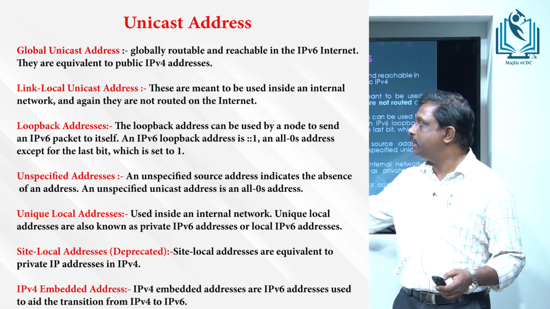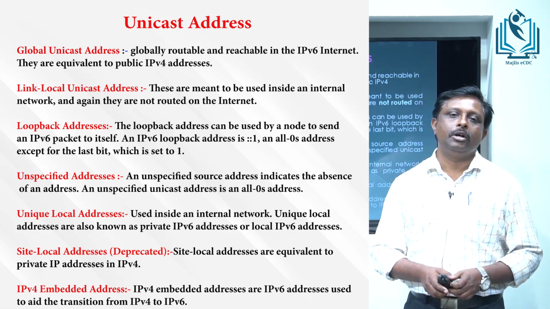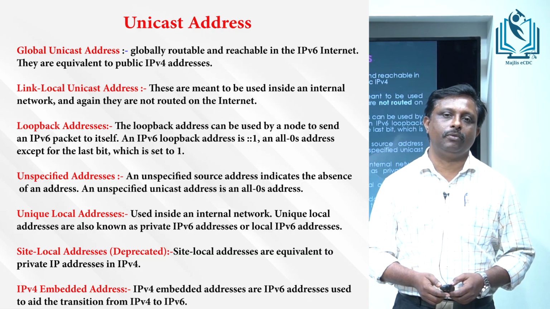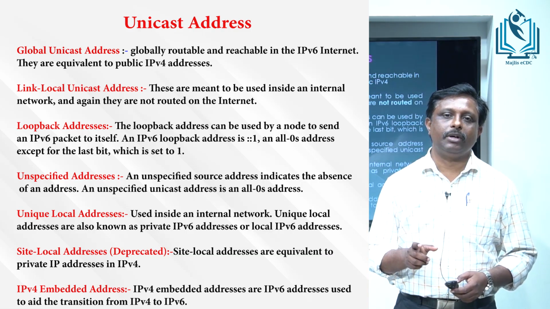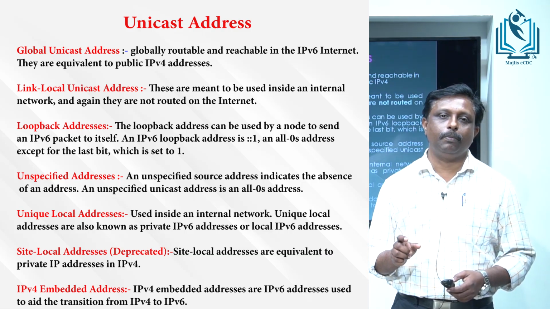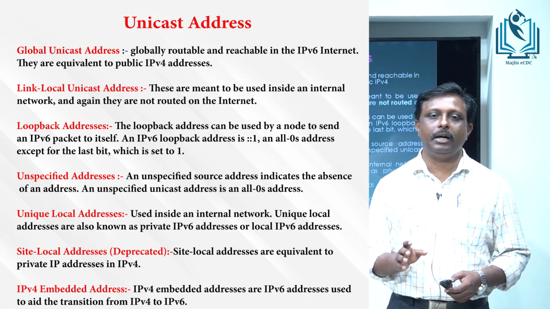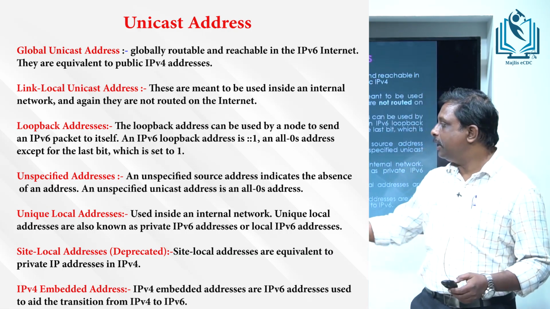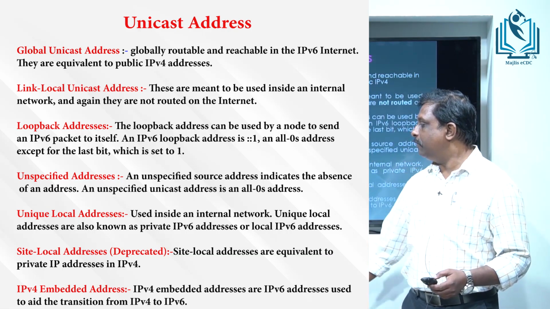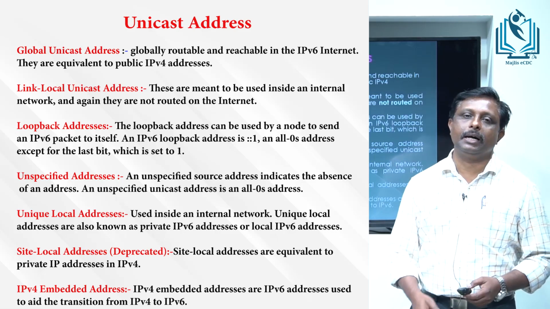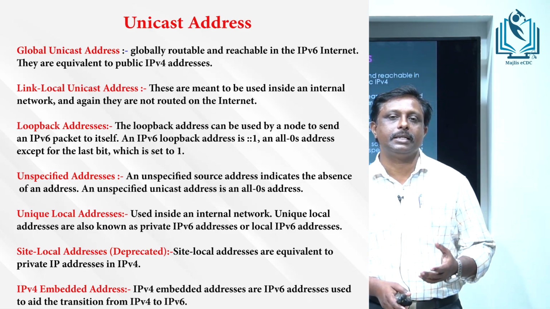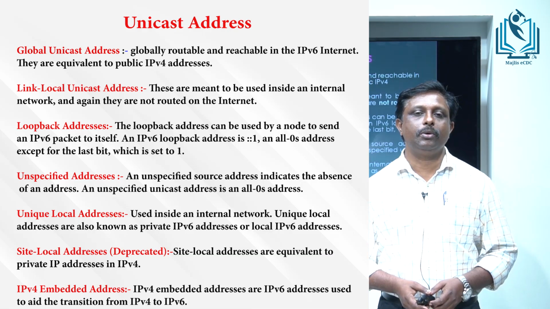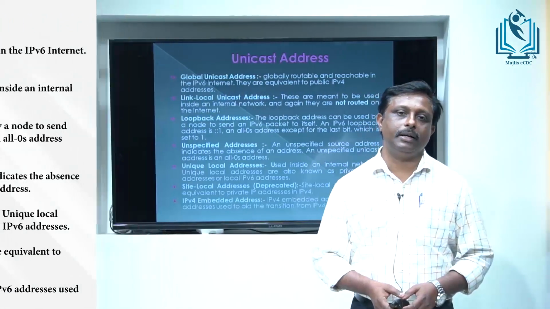And the next one is loopback address. Loopback address is mainly used to send packets to itself, which is the same as the 127.0.0.1 address of IP version 4. Next one is IPv4 embedded address. IPv4 embedded address is mainly used to convert an IPv4 address to an IPv6 address.